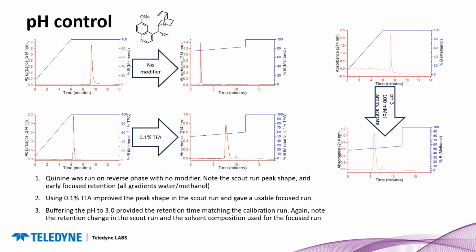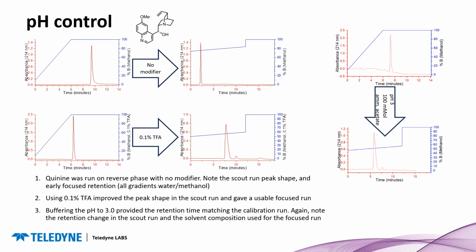Here's another example. Quinine is a basic compound. A scouting run with no solvent modifier showed a peak with some slight tailing. However, the calculated focus gradient showed early elution. Adding 0.1% TFA sharpened the peak in the scouting run. A new scouting run is needed because the retention time is generally different when the solvent is changed in any way. The solvent changes the selectivity. The focus gradient now gives acceptable results and the compound can be purified with this gradient.